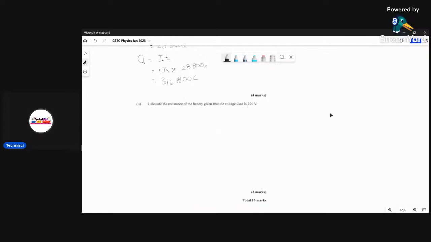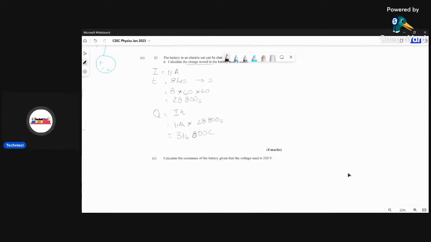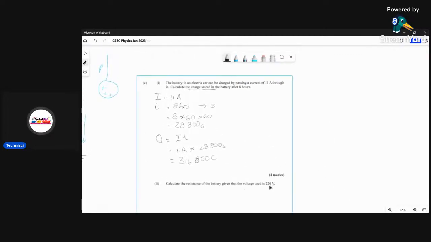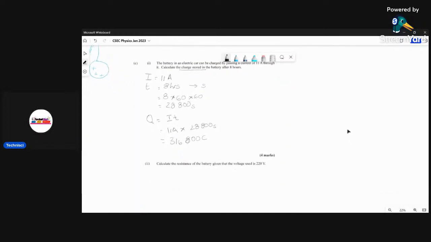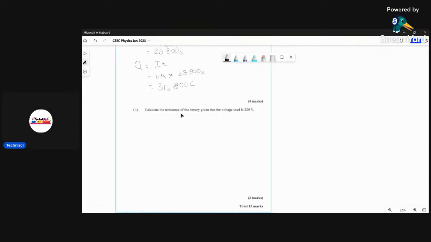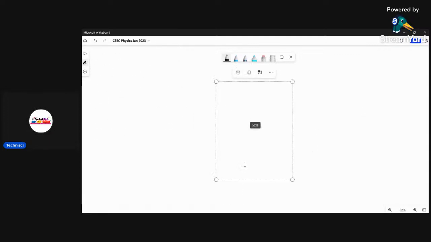So we have: calculate the resistance of the battery. We have voltage here. They gave us voltage. We have current, we have time, we have charge. Which equation will you use to get the resistance? While you tell me that, let me just get the questions for question 6 so that we can wrap this up and be done with it for this evening. Which formula will you use to calculate the resistance?